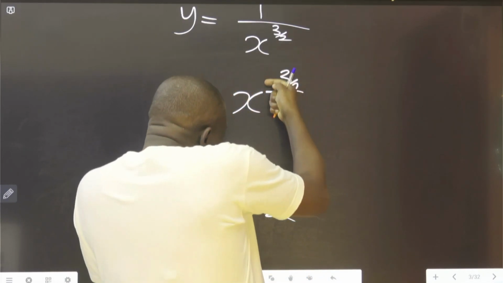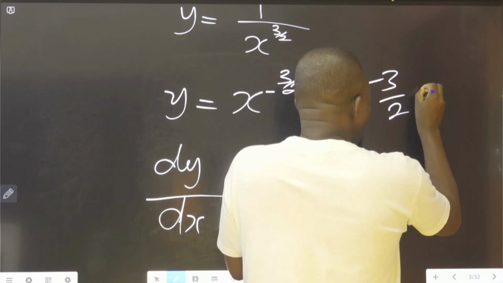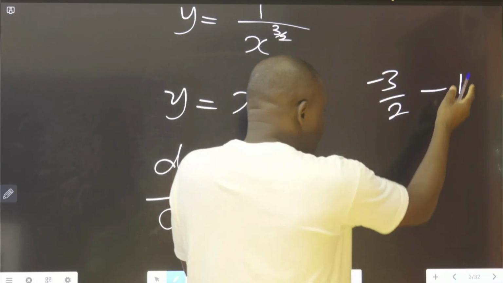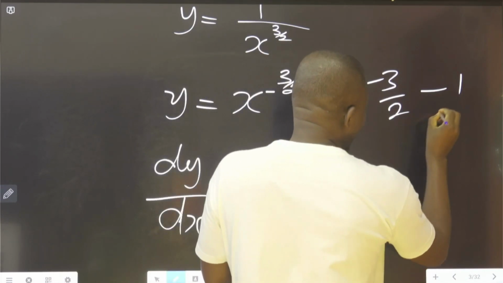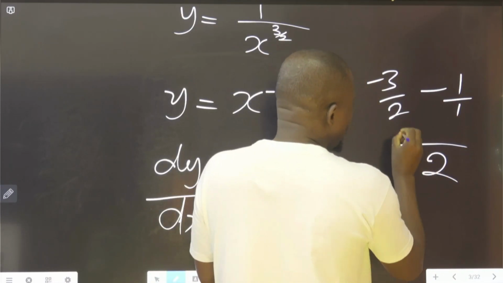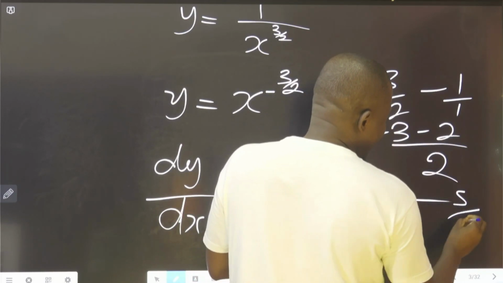We're going to reduce this one by 1. That is to say, minus 3 over 2 will reduce by 1. Then whatever we have, we put it on you. You say, no problem. Then we go ahead and say, over 1, this is minus 3 minus 2 over 2, which is minus 5 over 2.